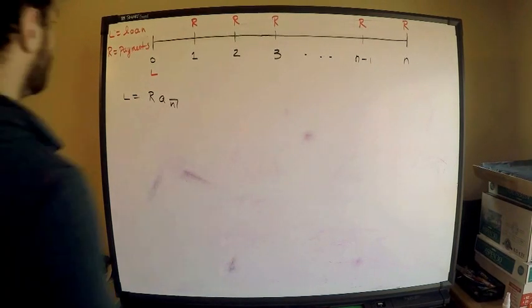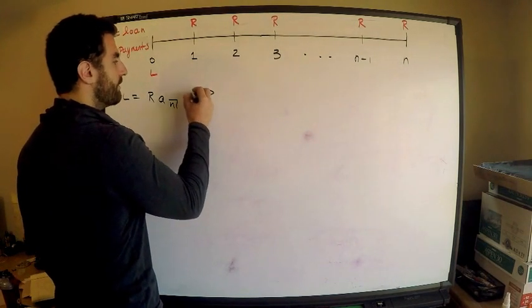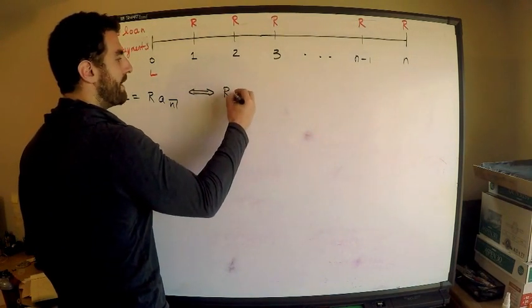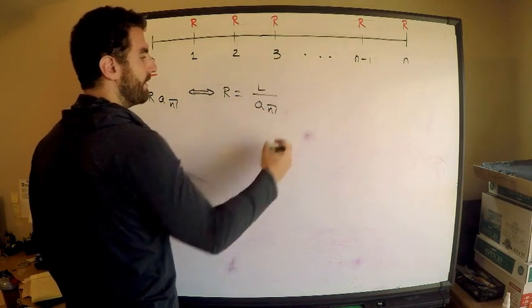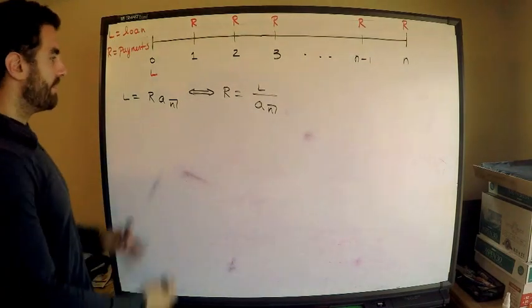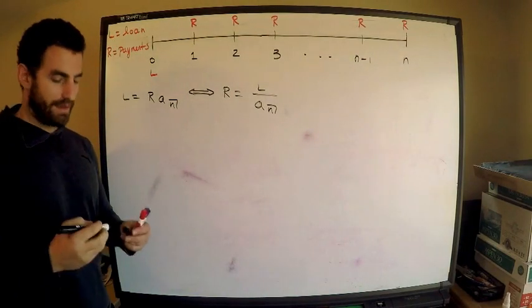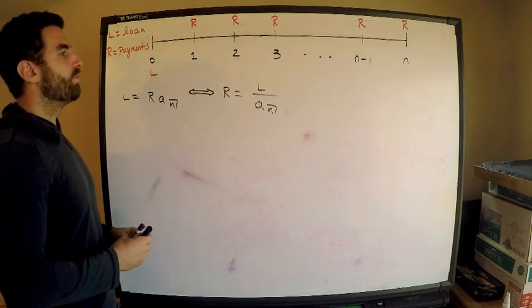Now, this is equivalent to saying that my payment each year is the loan divided by an annuity immediate with payments of 1, interest rate i for n periods. I'm not doing anything fancy, just dividing both sides by a angle n. Now, why am I doing this?